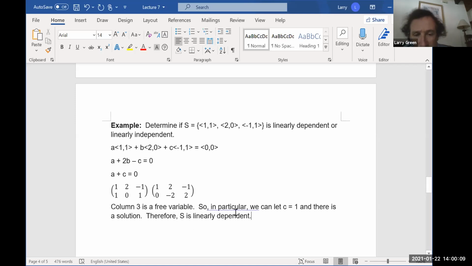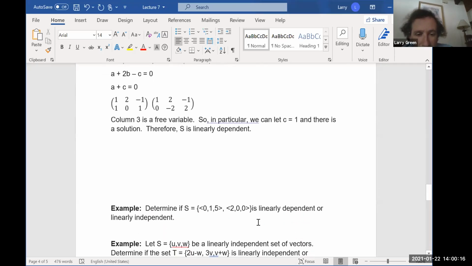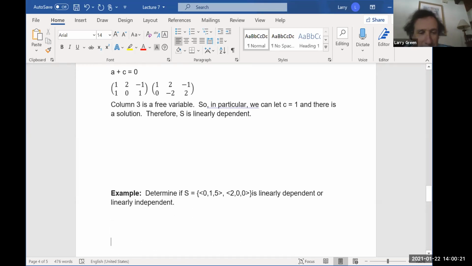Any questions on that? Any questions? All right. Why don't you try? I always like to let you give it a shot. Let's suppose S is 0, 1, 5 for the first vector and 2, 0, 0. Decide whether S is linearly independent or linearly dependent. I'm going to give you a minute or two to see if you can work this out. And the hint is, it's a very similar process.